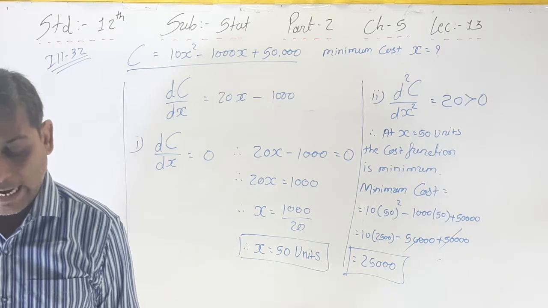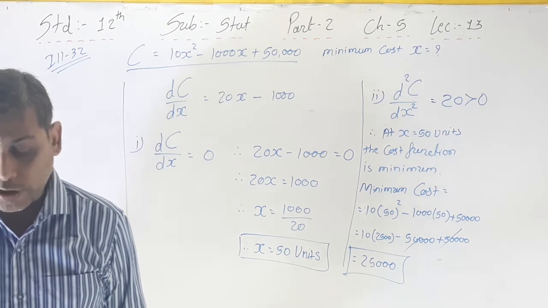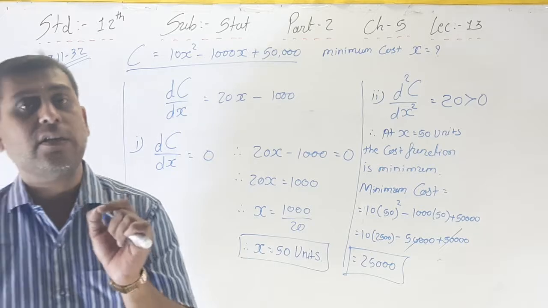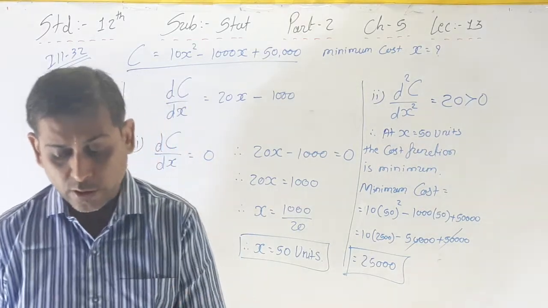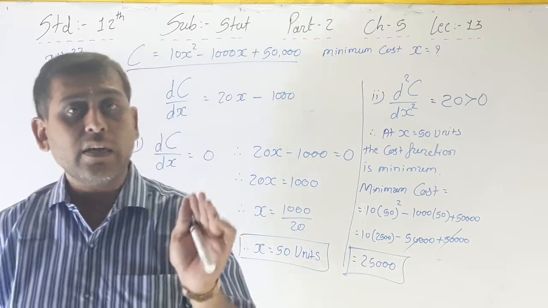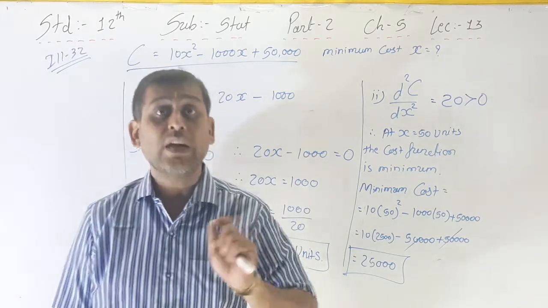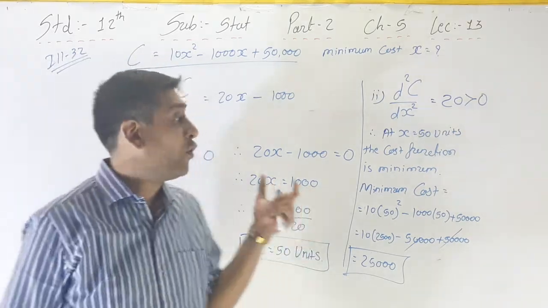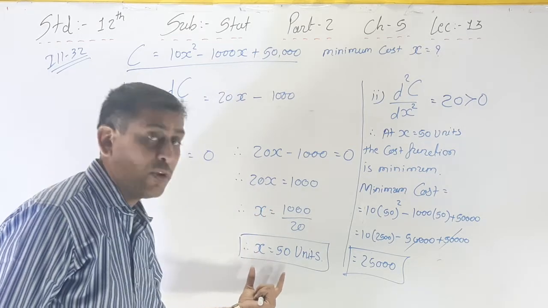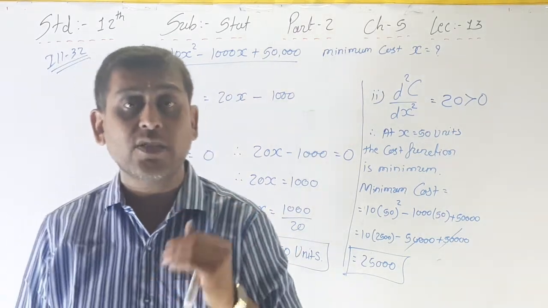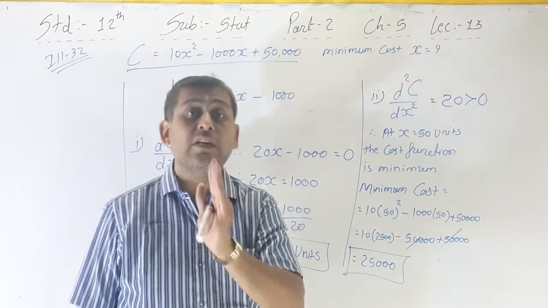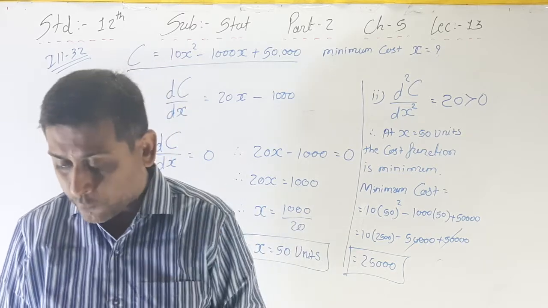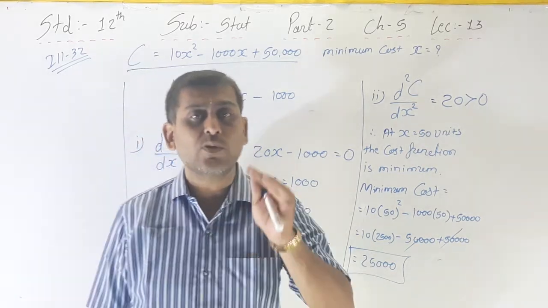A factory produces X units and its production capacity is 60,000 units per day. See, capacity is given, but how many units are produced, we don't know. It is said that X units are produced, and we have to find out how many units the factory will produce to minimize the cost function. But the capacity of the factory is 60,000 units per day. Okay, we have to ignore that 60,000 for right now.